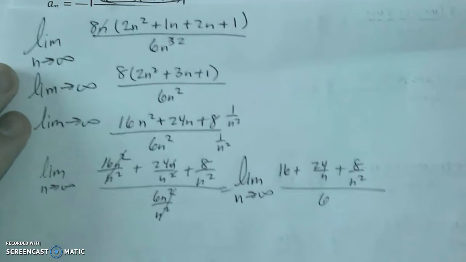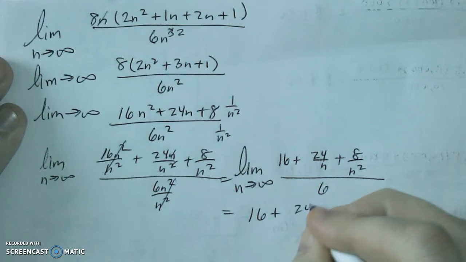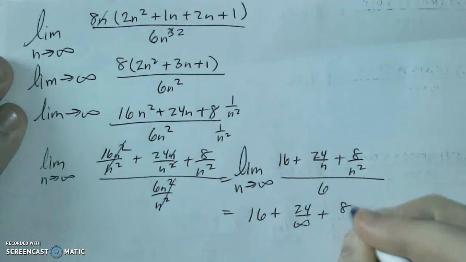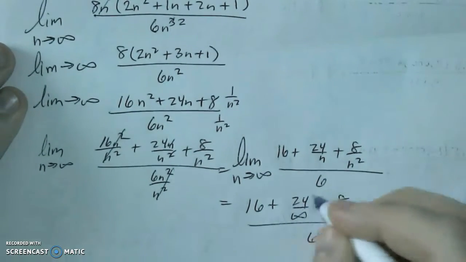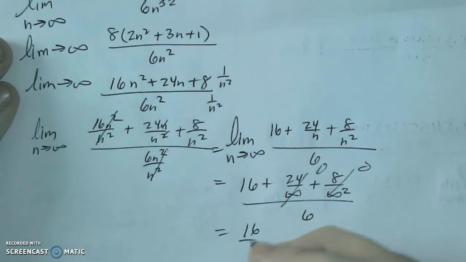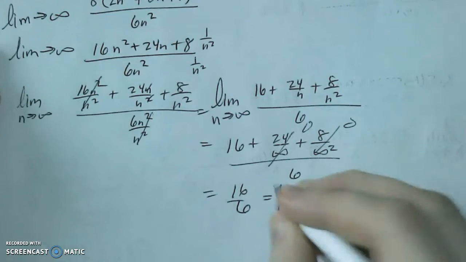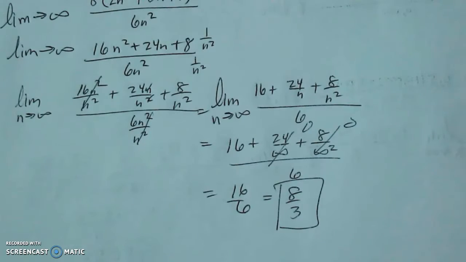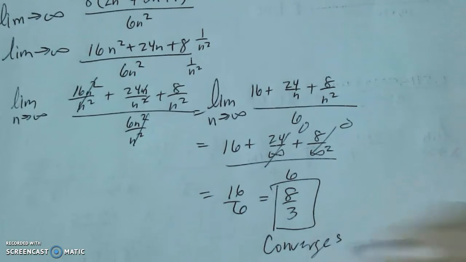And then if I go ahead and plug in infinity, I get 16 plus 24 over infinity plus 8 over infinity squared over 6. And anything with infinity on the bottom becomes 0. So we end up just getting 16 over 6, which reduces down to 8/3. And so that is the limit of the sequence. And so we would say it converges. If I were to get infinity or negative infinity, I would say that the sequence diverges.